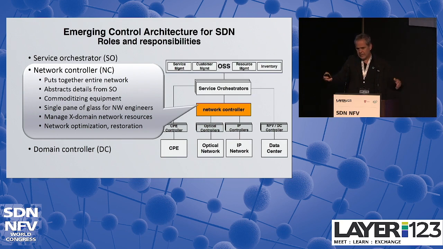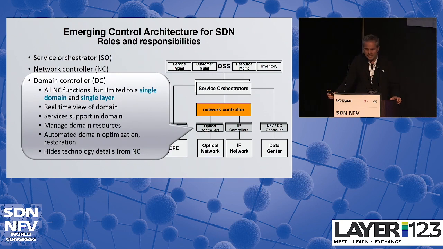Now, obviously, when you get to more sophisticated functions like optimization and restoration, that's the function of the network controller. Domain controllers are actually quite similar in the level of sophistication they need, but they're domain specific. So you might have a Cisco IP domain controller that understands the IP layer very well, better than anybody else, especially for Cisco technology, but it's confined to the Cisco domain. Or a Ciena controller, which has a lot of sophistication in terms of understanding the Ciena optical network, but it's confined to that domain. So these controllers need to be sophisticated, but specific to the domain.